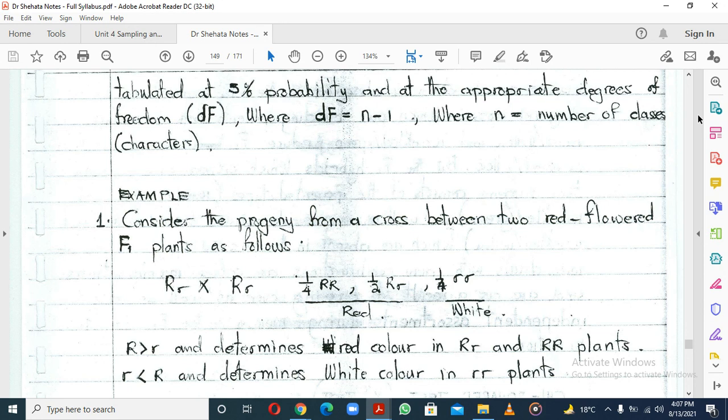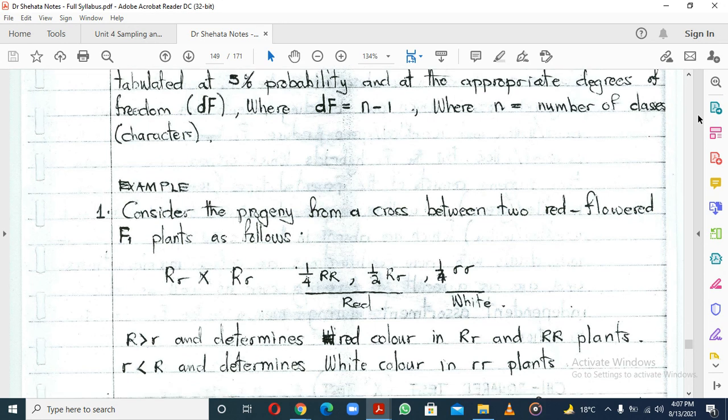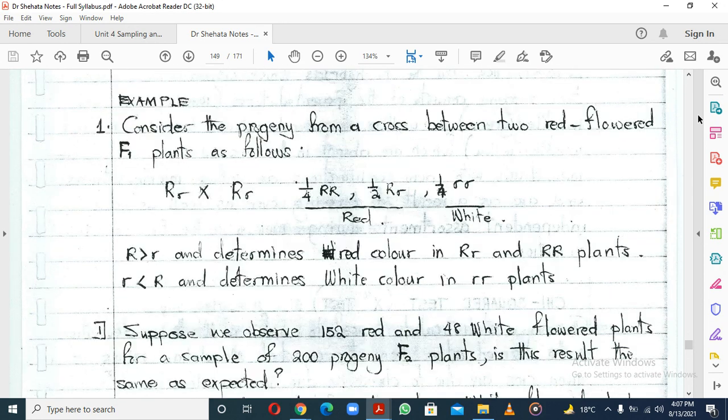So df is equal to n minus 1. So n is basically the number of classes or the number of characters, or put in a simpler way, the traits that you are looking at, the traits that you are trying to analyze.